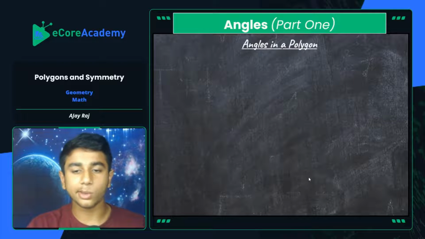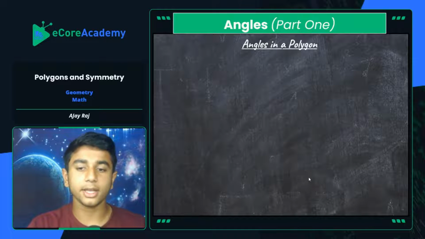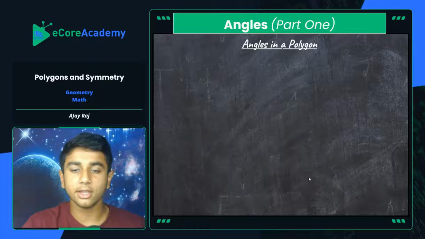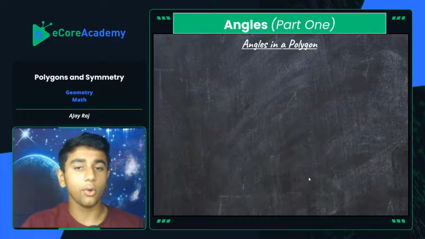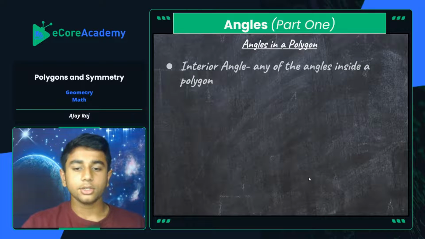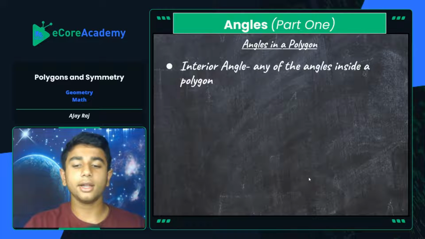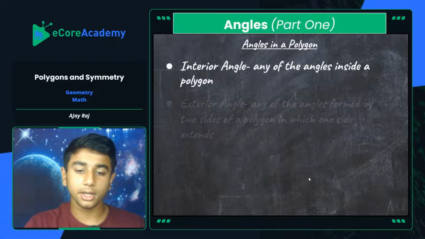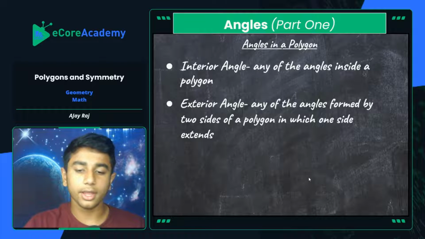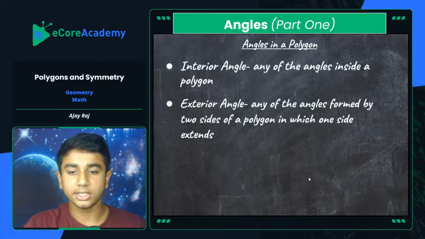Now let's move into angles and polygons. We're just going to briefly go over this because it is important to cover in this topic, since we're looking at polygons as a whole and their different properties. An interior angle in a polygon is any of the angles inside a polygon, and the exterior angle is any of the angles formed by two sides of a polygon in which one side extends outwards. I'm going to show you what that looks like here.